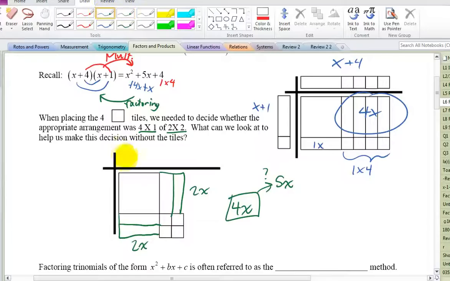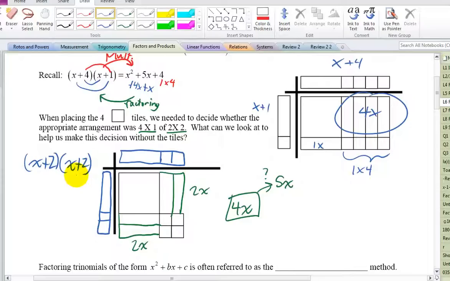Now check out the answer here. What would be your answer if this was given to you? What do you have up top? X plus 2. What do you have on the side? X plus 2. Is that a good way of writing it? X plus 2, x plus 2? No, we don't want to repeat. So what should we do instead of having to repeat? Bingo, use your exponents. Gotta love the exponents. X plus 2 squared. We're going to see that a little bit. All right, so how we arrange the 1 tiles is important.